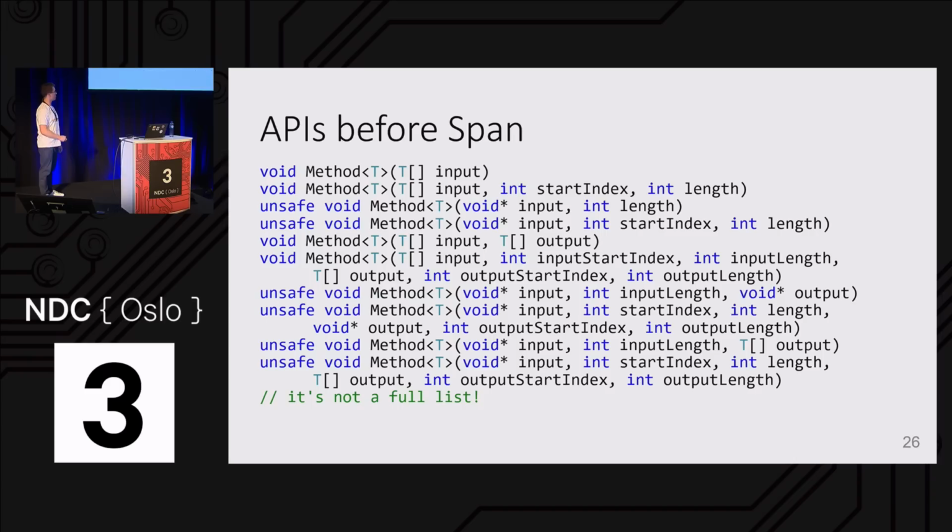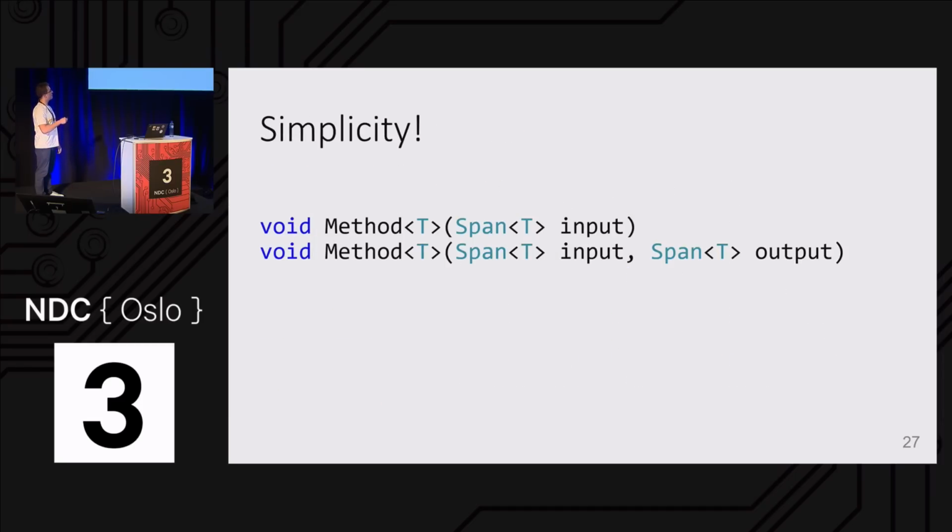So previously, when we wanted to support all kinds of memory, with input and output, with all of the variations, we could have something like this. With span, we either have a method that accepts one span or two spans, which is input and output. So it simplifies all of the public APIs.